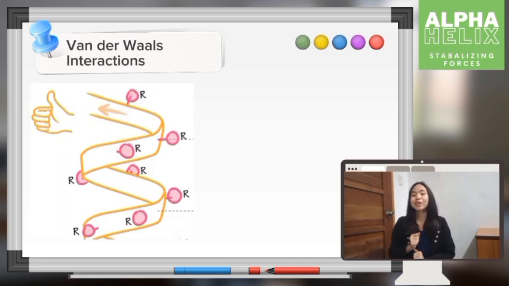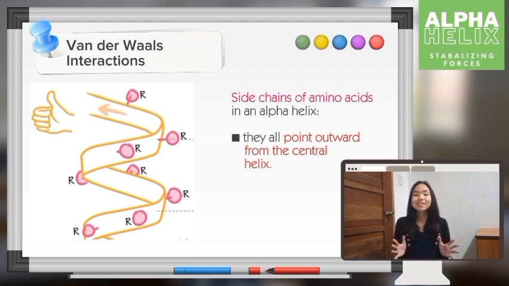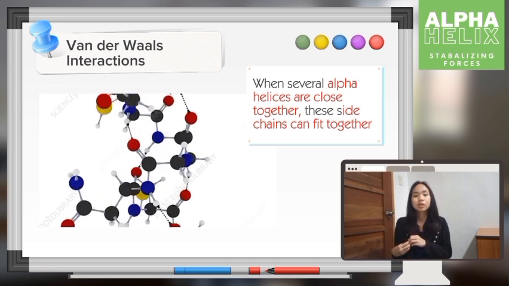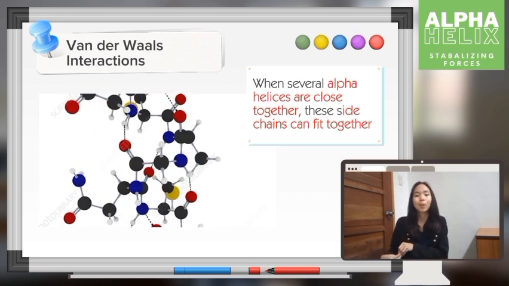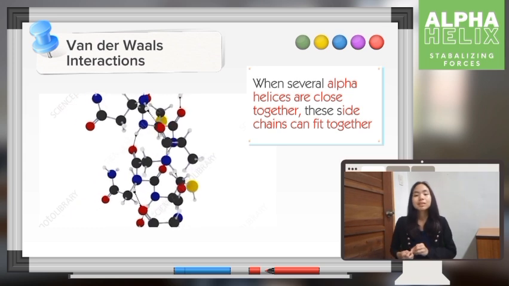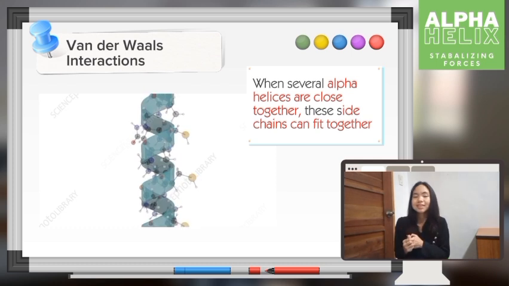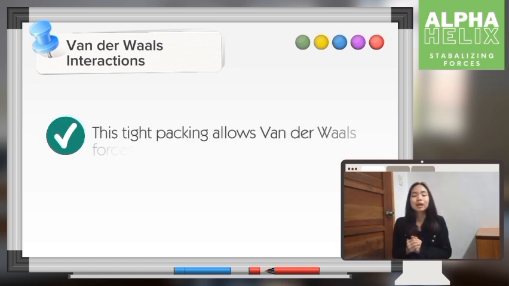So let's zoom in on the side chains of amino acids in an alpha helix. Notice how they all point outward from the central helix. So when several alpha helices are close together, especially in the tightly packed hydrophobic core of a protein, these side chains can fit together snugly, almost like puzzle pieces. So this tight packing allows van der Waals forces to come into play.